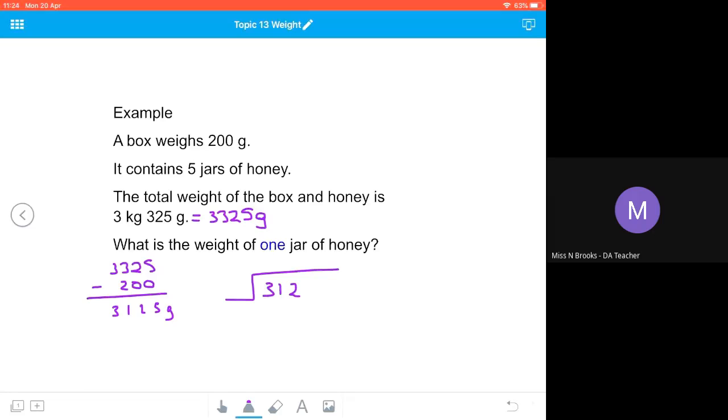And we want to then divide the 3,125 by the 5 jars of honey to work out the weight of one of those jars. So 5 doesn't go into 3, and we're going to carry that 3. 5 goes into 31 6 times, because 6 times 5 is 30, so there's a remainder of 1. 5 goes into 12 2 times, because 2 times 5 is 10, remainder 2. And 5 goes into 25 5 times. And so 1 jar of honey is going to weigh 625 grams.